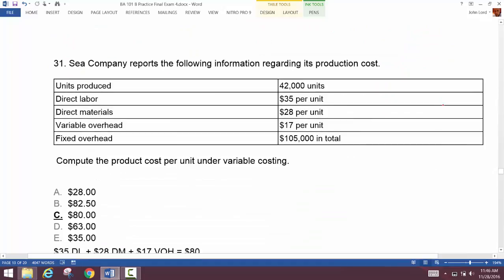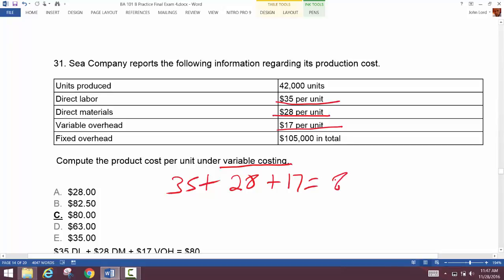Let's take a look at this one. C Company reports the following information regarding its production cost. Compute the product cost per unit using variables. Am I going to pick up the $35 for labor? Am I going to pick up the $28 for material? Am I going to pick up the $17 for variable? What do you want me to do with this fixed? Like they say in New York, forget about it. Don't worry about it. That gives me 80.